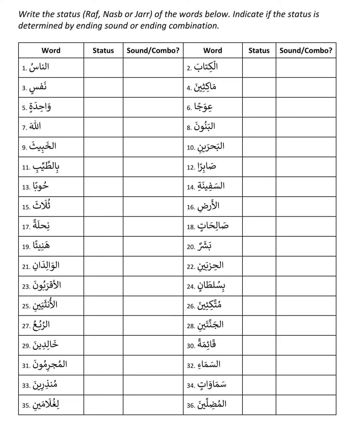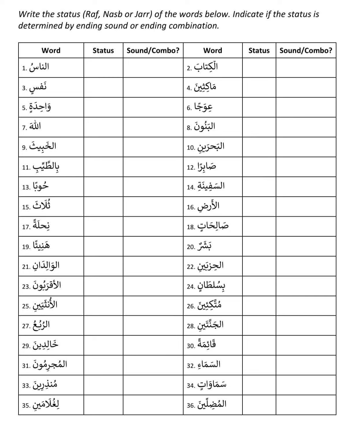We are going to do the assignment. First assignment that comes is the Arabic words. Before this assignment, you might have learned how to differentiate Rafa, Nasab, and Jar in a sentence, which we understand logically. Now we are coming to the Arabic side of it: from looking at the ending sound, how are we going to understand Rafa, Nasab, and Jar?